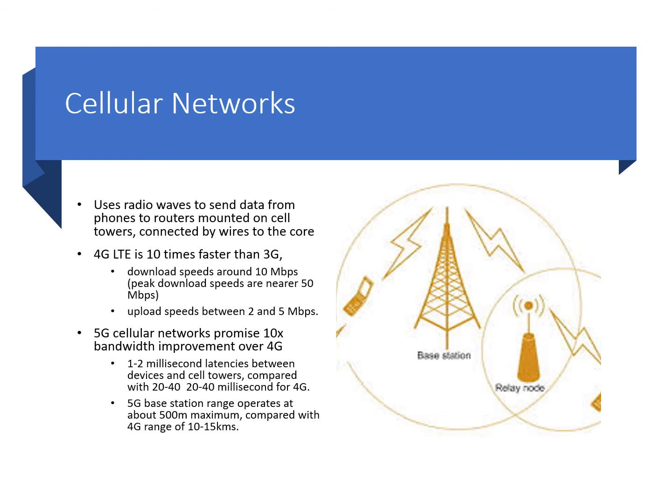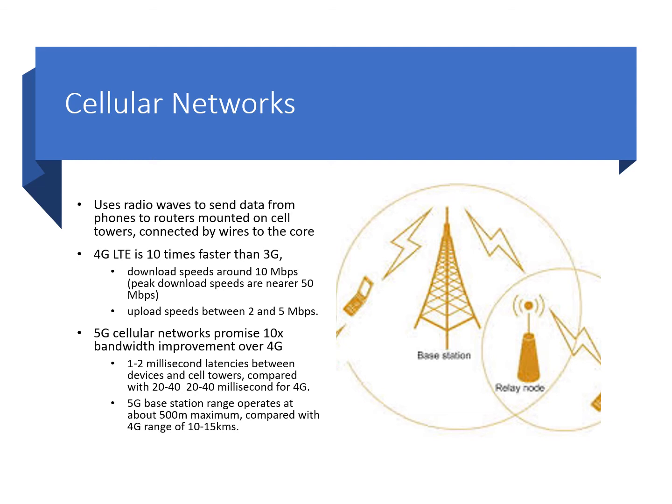Cellular wireless technologies use radio waves to send data from our phones and devices to routers mounted on cell towers, which are generally then connected by wires to the core internet for message routing. Each cellular technology uses improved bandwidth and other dimensions of performance. The most common technology at the time of writing is 4G LTE wireless broadband. This is around 10 times faster than the older 3G standard and is able to handle sustained download speeds of around 10 megabits per second with peak nearer 50 megabits per second, and upload speeds between 2 and 5 megabits per second.